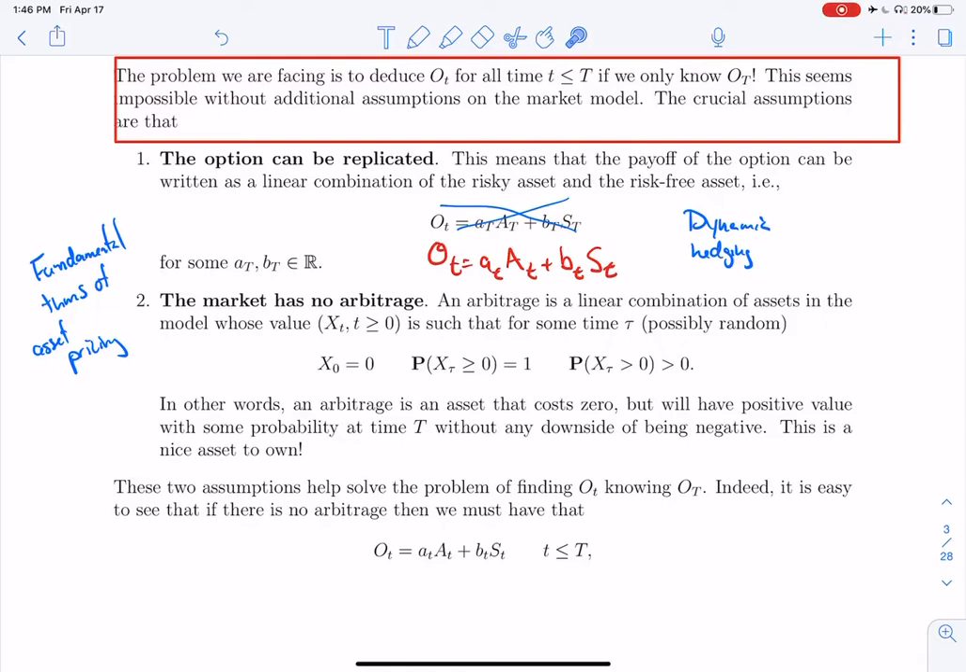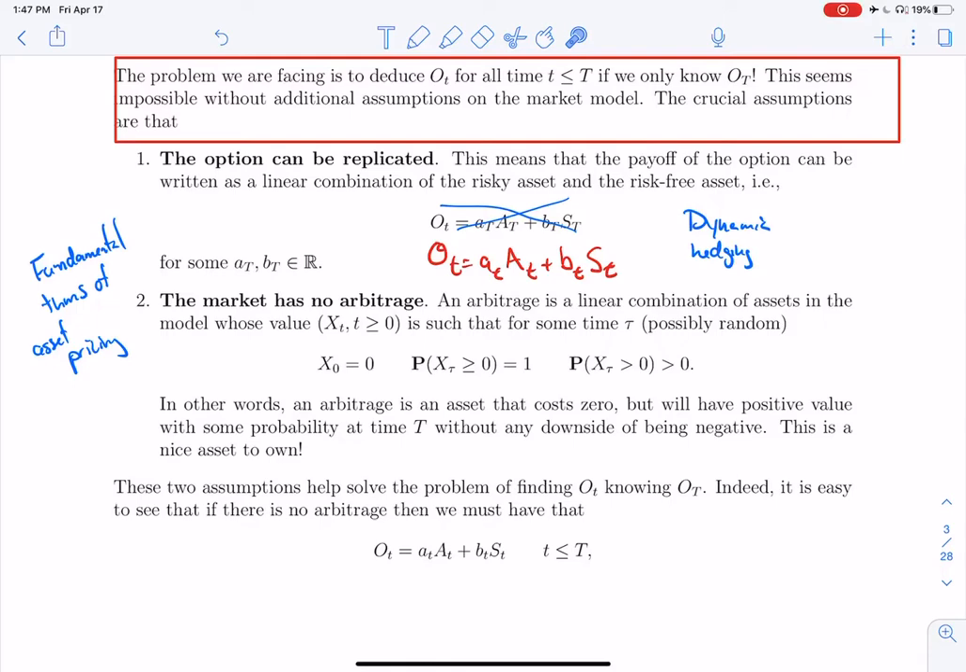Now, the other assumption we're going to see is that the market has no arbitrage. An arbitrage is a linear combination of assets, or portfolio, for which you can make money no matter what. It costs you nothing, but at some time tau the value is always nonnegative with probability 1, and with some positive probability there's some outcome where you actually make money. So essentially, you make money at no cost.